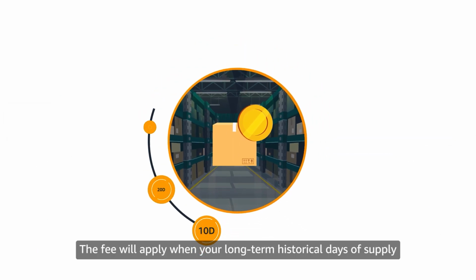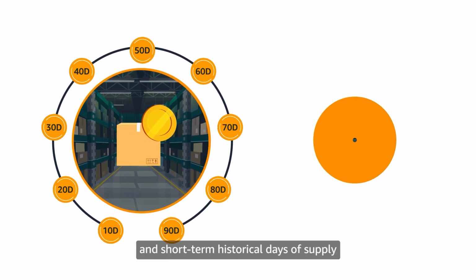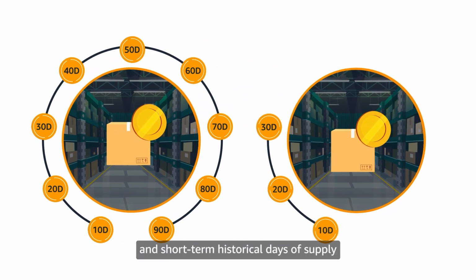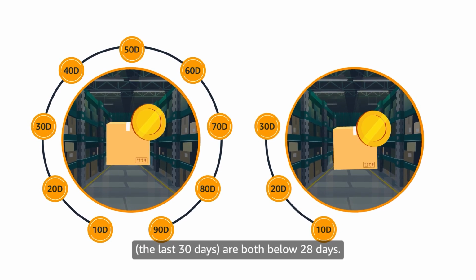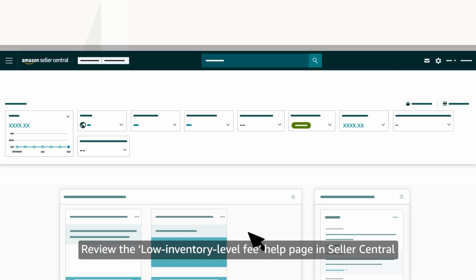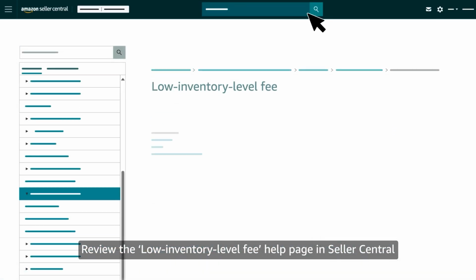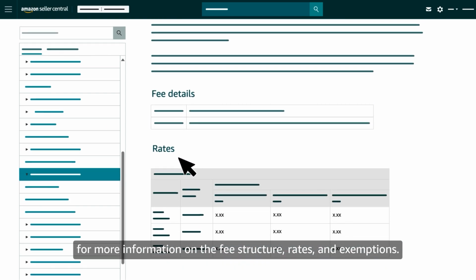The fee will apply when your long-term historical days of supply, the last 90 days, and short-term historical days of supply, the last 30 days, are both below 28 days. It's charged at the time the order is fulfilled. Review the Low Inventory Level Fee help page in Seller Central for more information on the fee structure, rates, and exemptions.